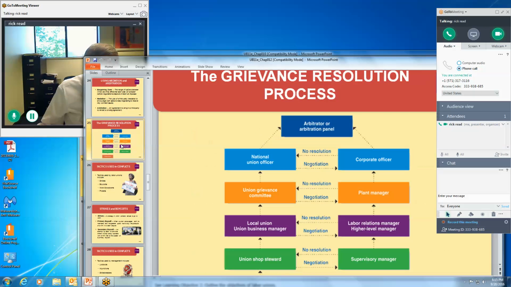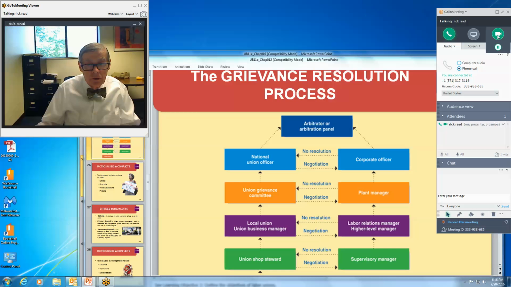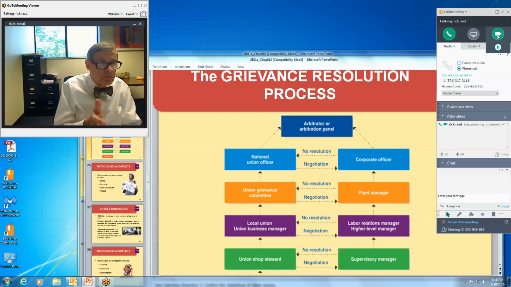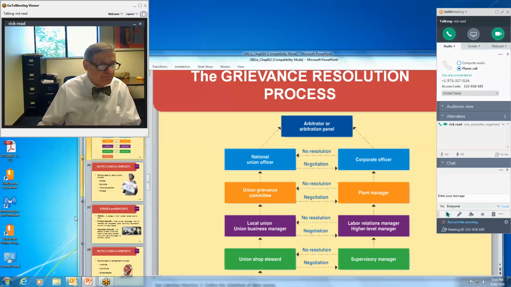This is the grievance procedure, and you can see this graphically displayed in Figure 12.6 in the text on page 342. Notice on the left side, the union: shop steward, then the local business manager, grievance committee, the national union officer. On the other side: a supervisor, labor relations manager, plant manager, etc.